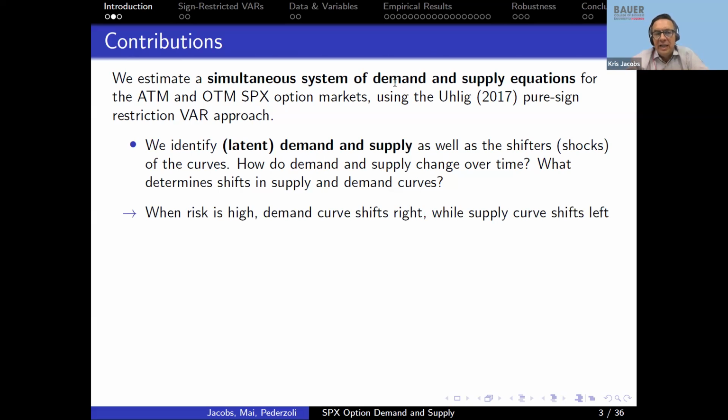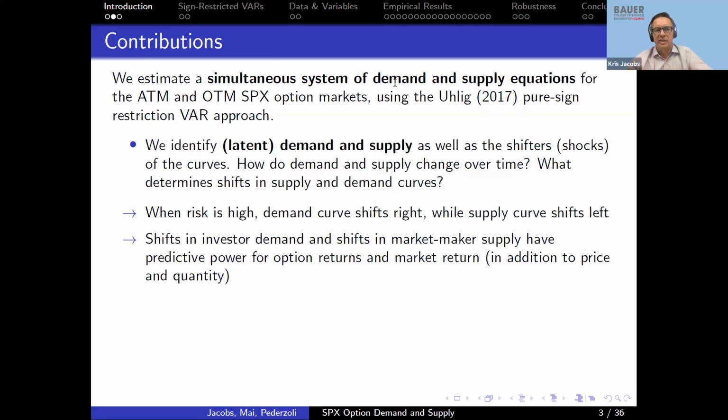The pattern is that when risk is high, demand for options shifts to the right and supply shifts to the left. Let me just stop there for a second, because I don't know what your priors were. I'll tell you what my priors were. My prior was very clear on the supply that would shift to the left. With respect to the demand, my prior was a lot less clear. My prior was more that what demand was going to do would depend a lot more on the particular market, meaning calls versus puts, at the money versus out of the money. And that's not what we see. We see a very clear pattern that when risk is high, supply shifts left, demand shifts right.